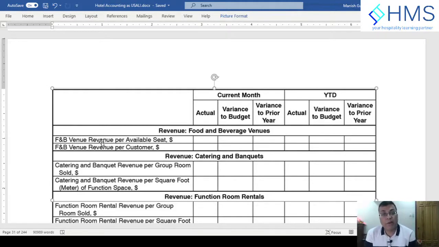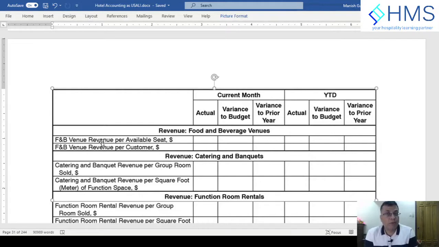You may be calculating the capture ratio of the in-house guest, and you may also be calculating a separate one for the outside guest. So food and beverage revenue per available seat per customer, you may also calculate per available guest in the hotel. For catering and banquets, you may want to calculate the catering and banquet revenue per group room sold.